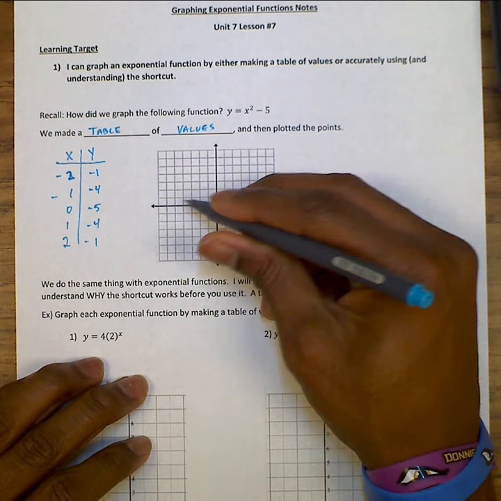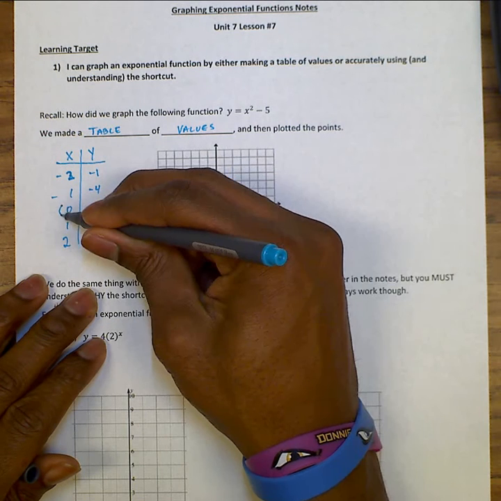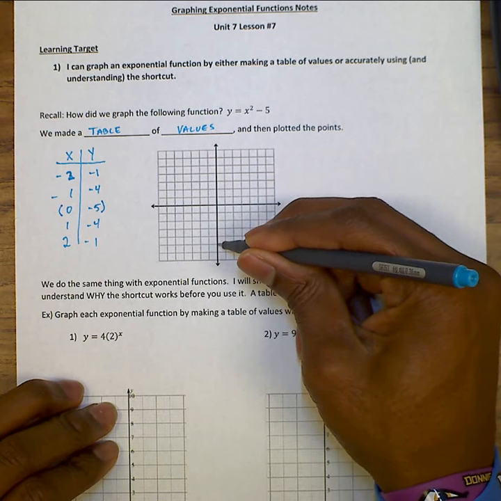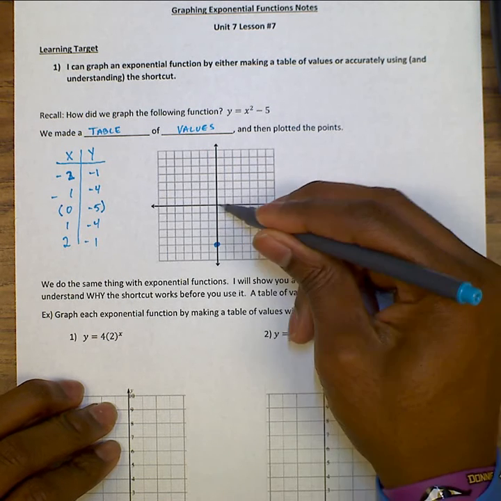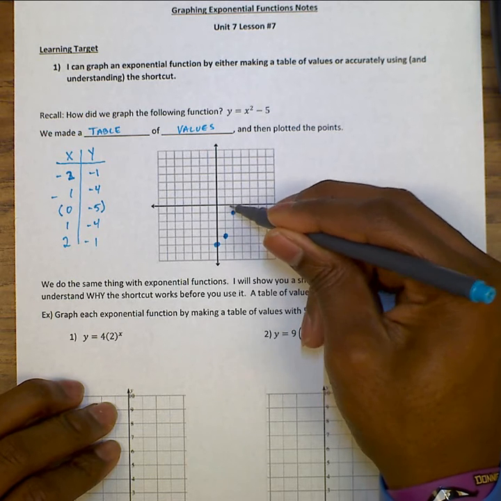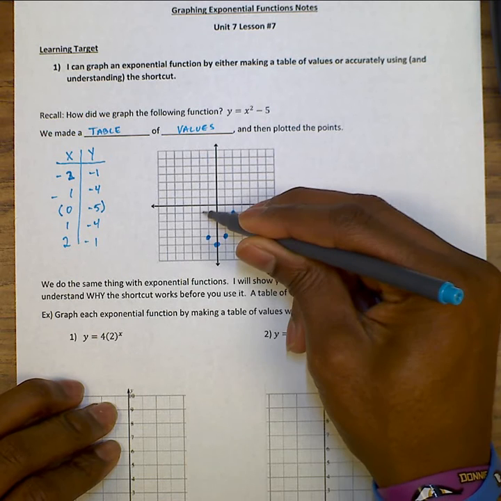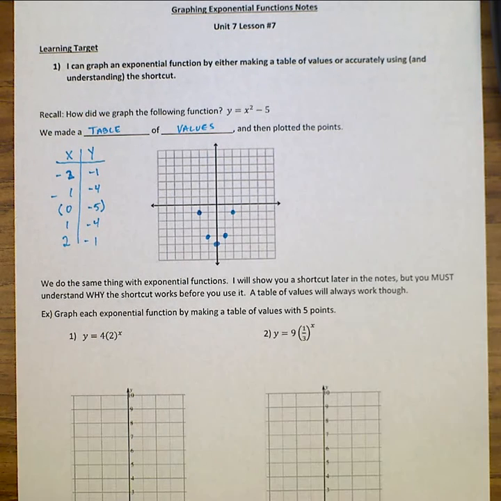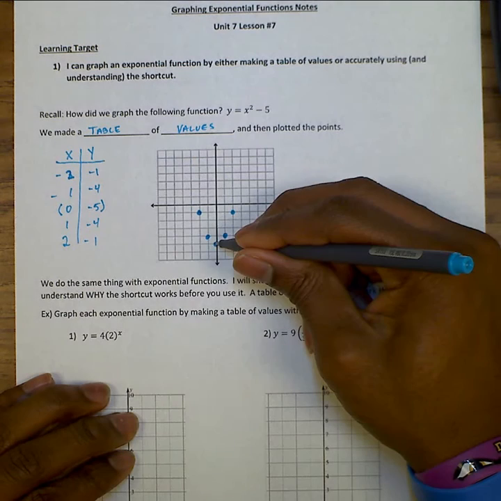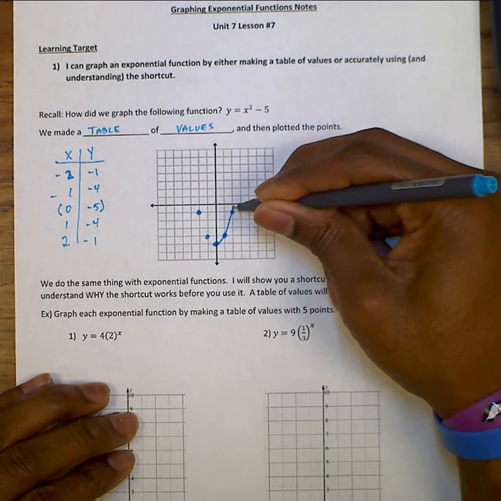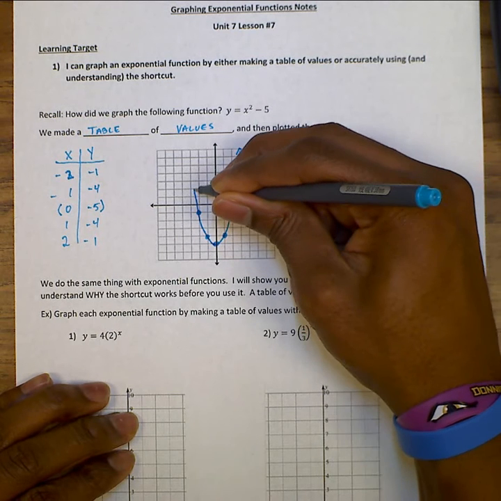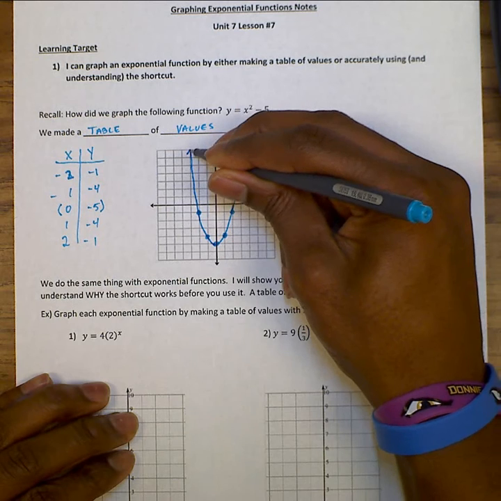So remember that all of these are coordinates or locations on our coordinate plane. So 0, negative 5, point here. 1, negative 4, point here. 2, negative 1, point here. Here, and here. And so here is our parabola that we looked at last semester as we were dealing with exponential functions. Oh, not exponential functions, sorry. Quadratic functions.